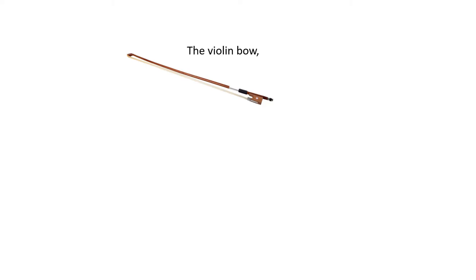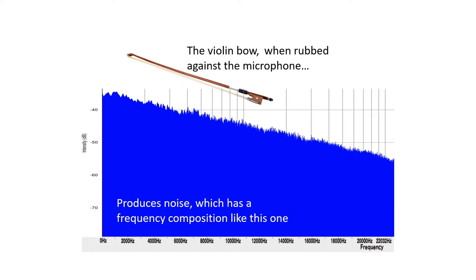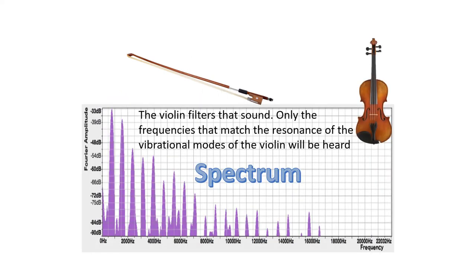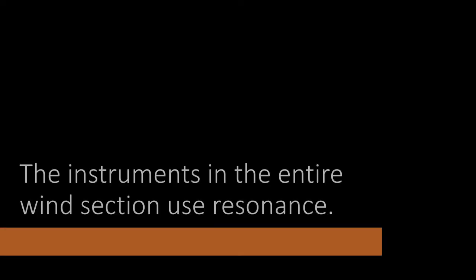The violin bow, when rubbed against the microphone, produces noise, which has a frequency composition like this one. The frequency composition of a sound is called its spectrum. Not that kind. Anyway, noise has a continuous spectrum, meaning that it has a frequency component on every frequency. However, the violin filters that sound, and only the frequencies that match the resonance of the vibrational modes of the violin will be heard. The instruments in the entire wind section use resonance.